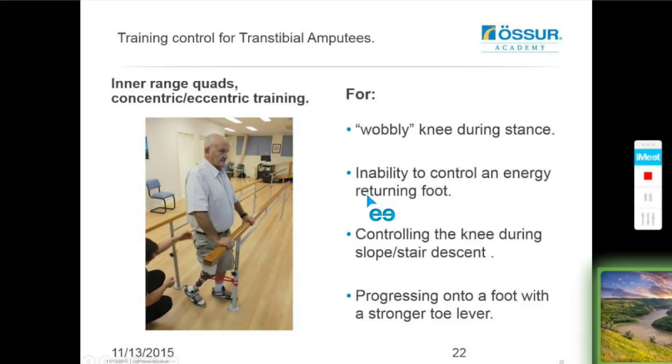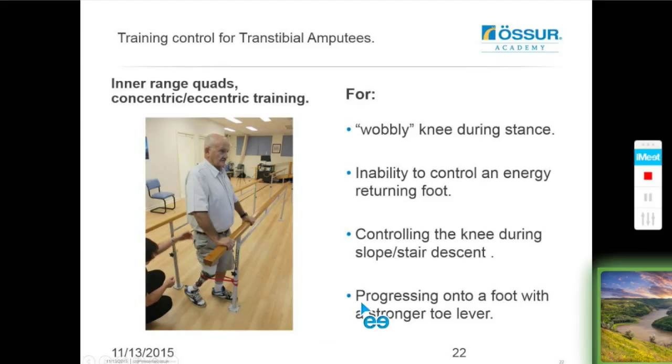This is for someone who has that wobbling knee joint during prosthetic stance phase where they start to weight bear on the knee and that knee wobbles a bit forwards and backwards in the anterior-posterior plane. We've got someone with an inability to control the power from an energy returning foot. We're trying to give somebody better control of the knee on slope and stair descent. So remembering that as we come down slopes, there is an increased flexion moment around the knee. So this exercise is trying to get them controlling that knee into extension while they're coming forwards onto their toe.